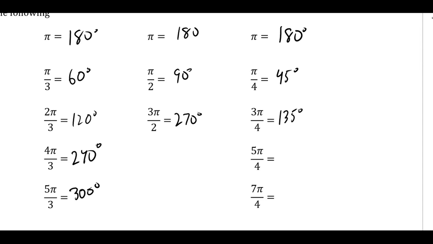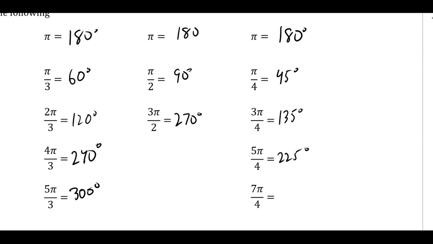5 pi by 4. Well, I can think of this in lots of different ways. Everybody can make their own connection to it, but that's like 4 pi by 4, which is 180. That's a whole pi, plus another quarter. So 180 plus another 45. Is that 225?